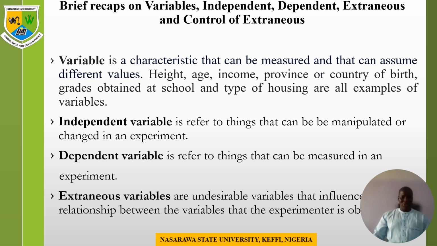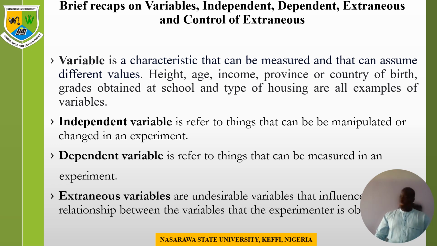An independent variable refers to things that can be manipulated or changed in an experiment. Anything that can be changed is what we call an independent variable, or anything that causes changes in another person's behavior. Example of an independent variable: in a family that has a husband and wife, the husband normally determines the situation of the house. So we define him as what? Independent variable.